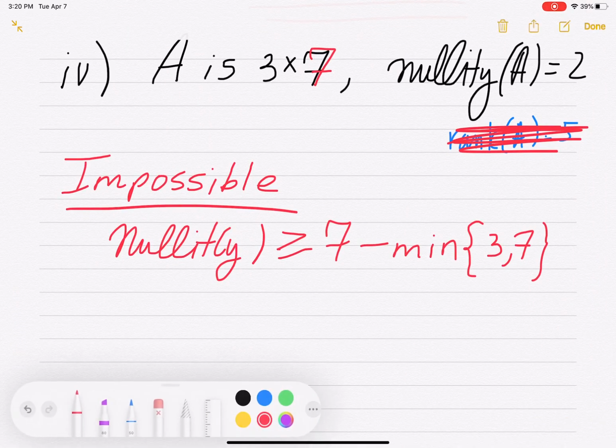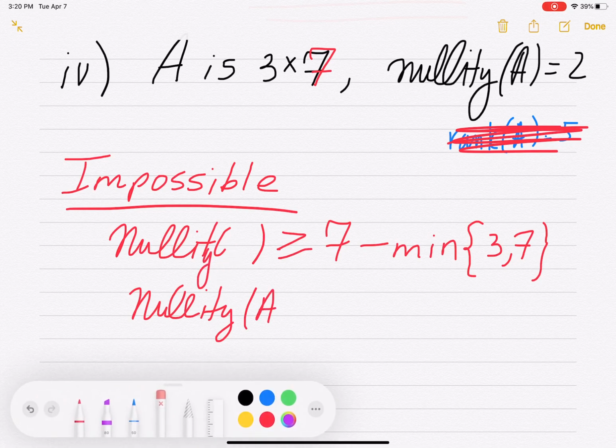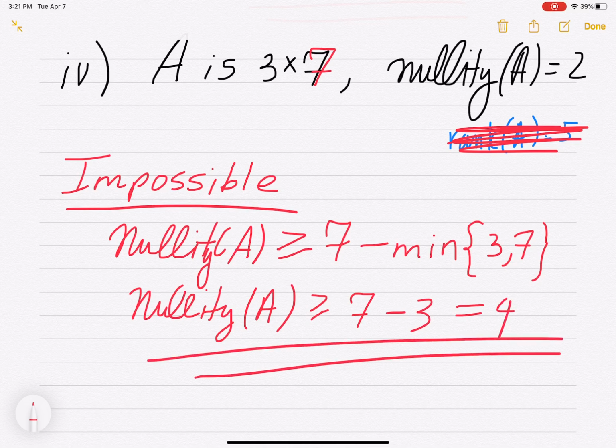So that means the nullity of A is at least 7 minus the minimum of 3 and 7, which is 3. So nullity has to be at least 4. Since the nullity requested is smaller than 4, and nullity has to be at least 4, that can't happen. All right, so I think we'll just quit right there, and maybe we'll pick up a little bit later.